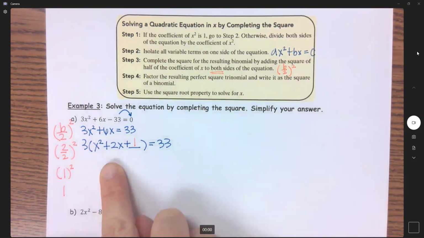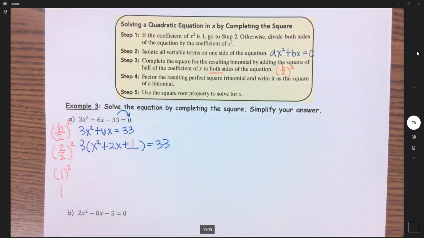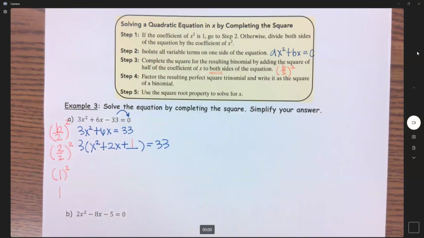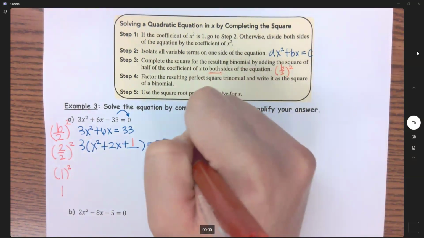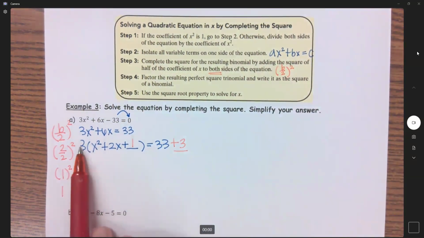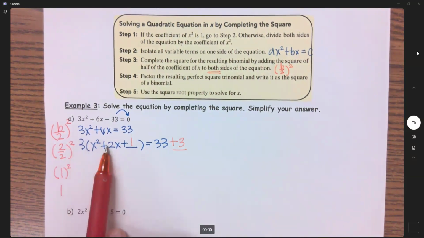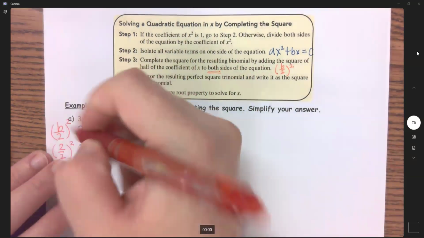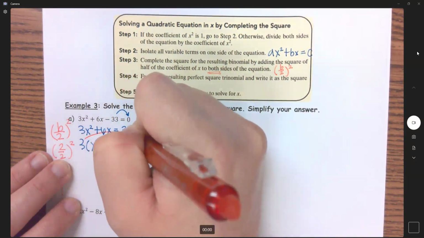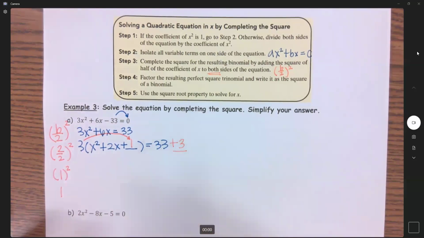I want you to pause this video and think about, what did I actually add to this left side? Okay, hopefully you already have an answer, or you have had time to pause the video and think this through. What I have actually added over here is 3. If you distribute this 3 in, you get 3 times x squared gets me back to 3x squared. 3 times 2x gets me back to 6x. And now 3 times 1 gets me to 3. So be careful, those are going to look like they mismatch.